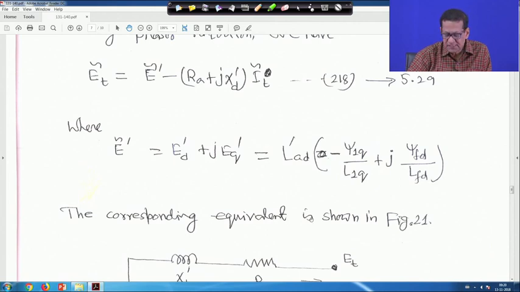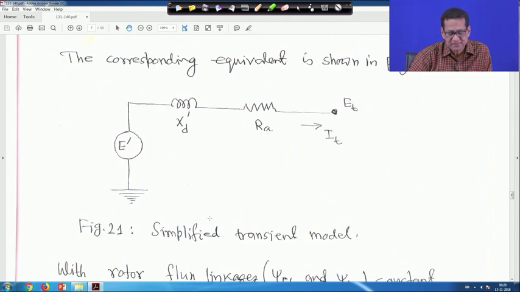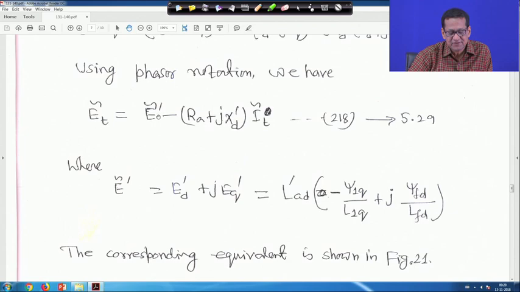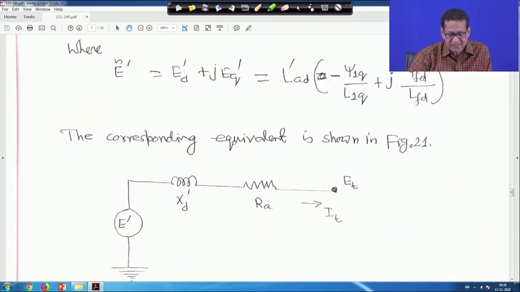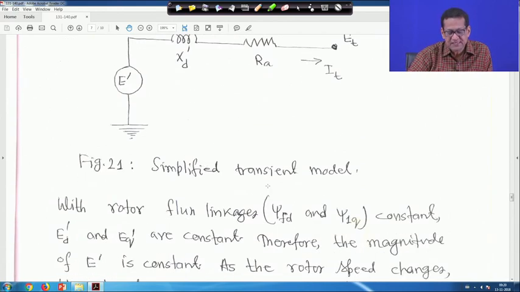Now, the corresponding equivalent circuit is shown here. This is E dash and this is X D dash, this is R A, and this is the current I T flowing to the load, and this voltage is E T. So, this is the simplified transient model. That means this equation: E T tilde is equal to E dash minus in bracket R A plus j X D dash I T tilde. This is equation 218, and this is the corresponding circuit diagram for that.